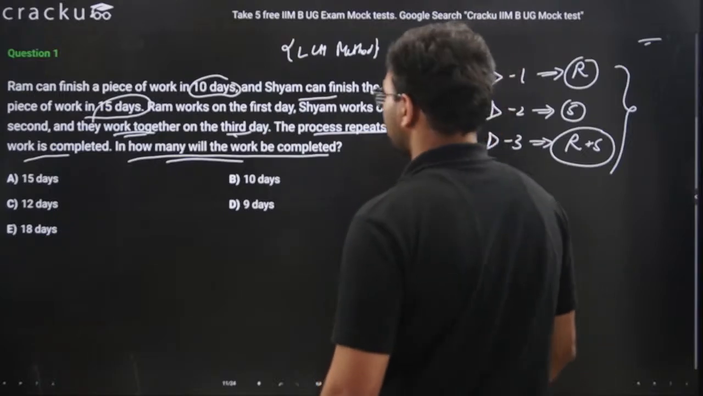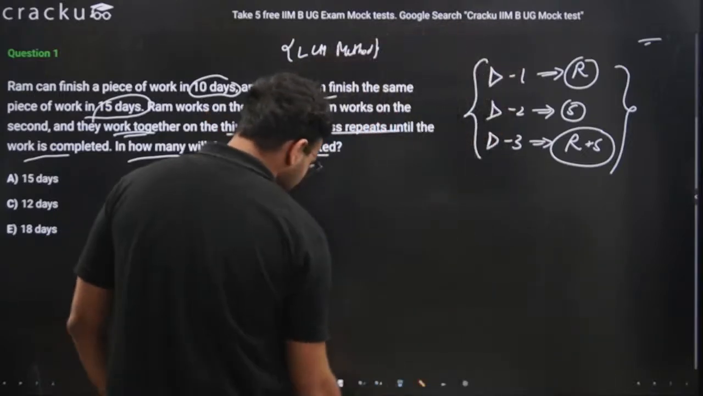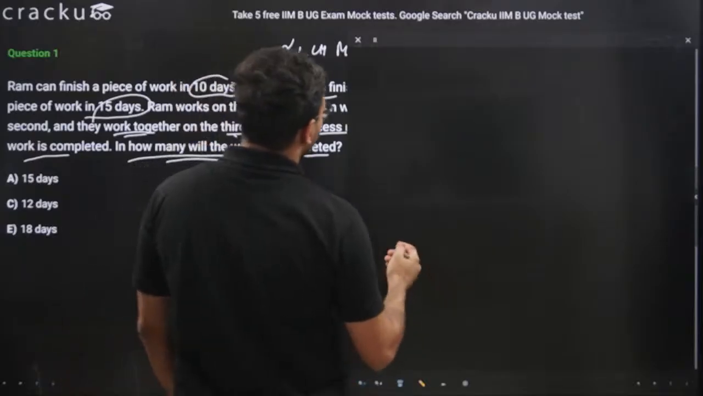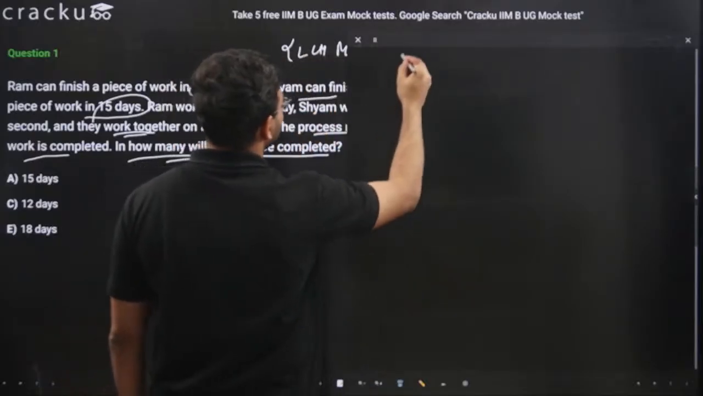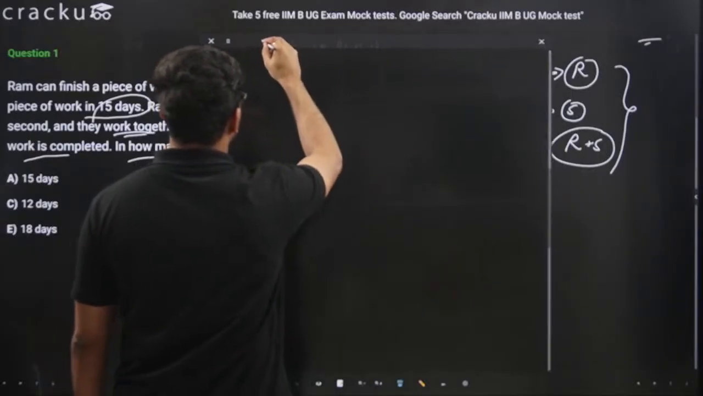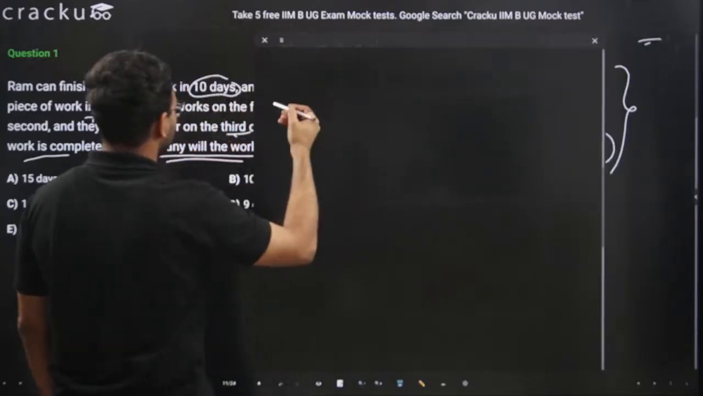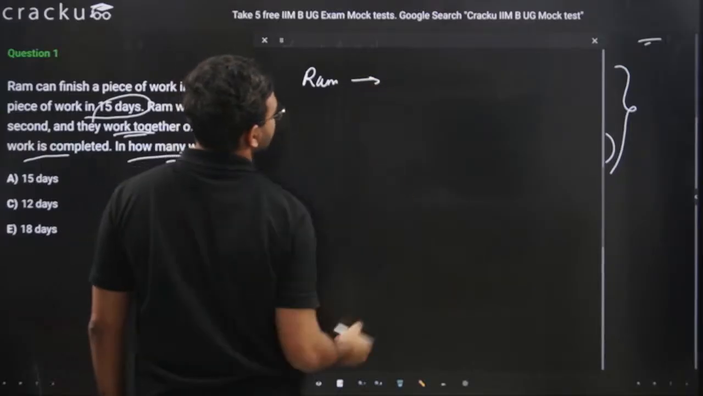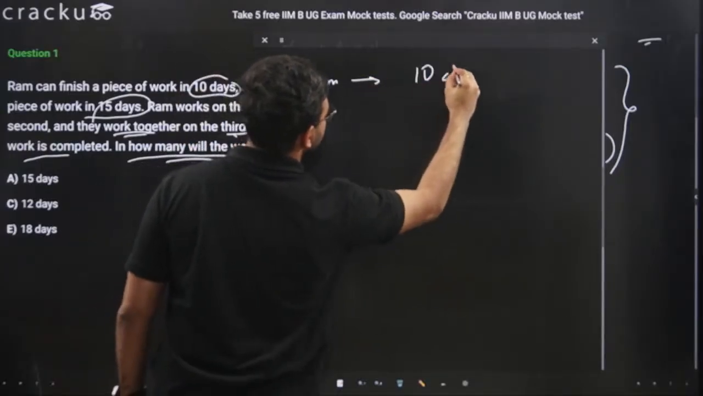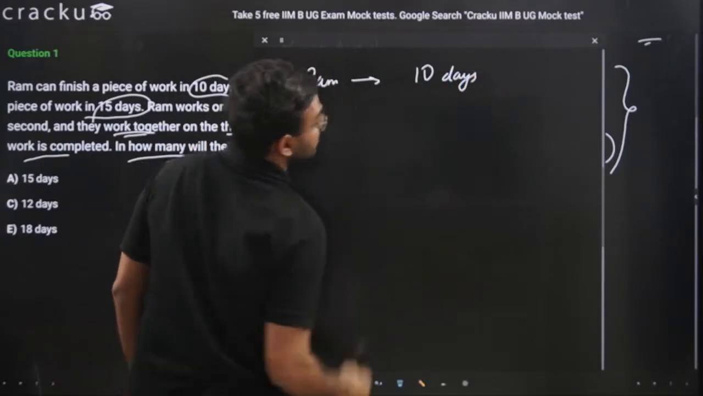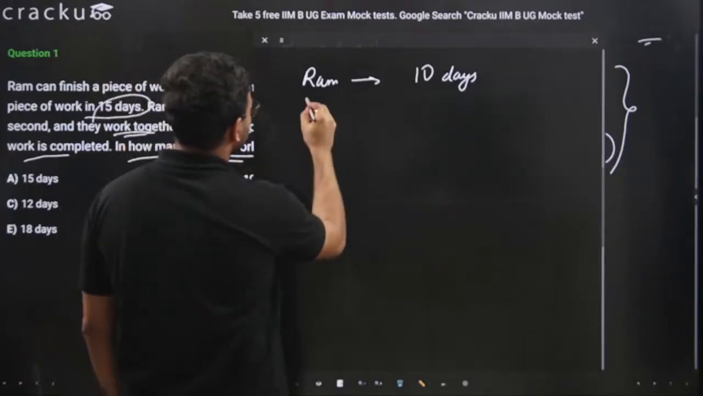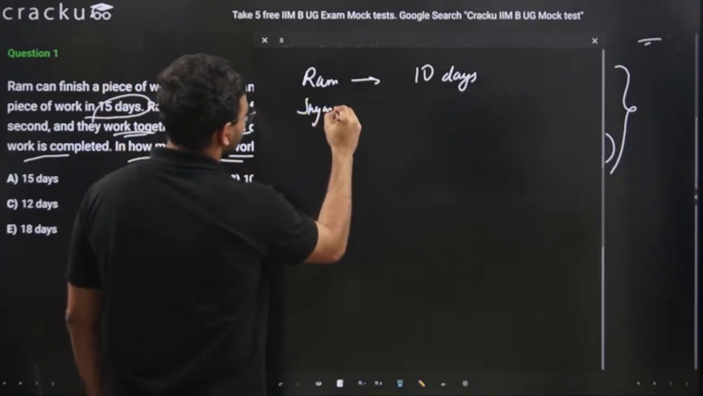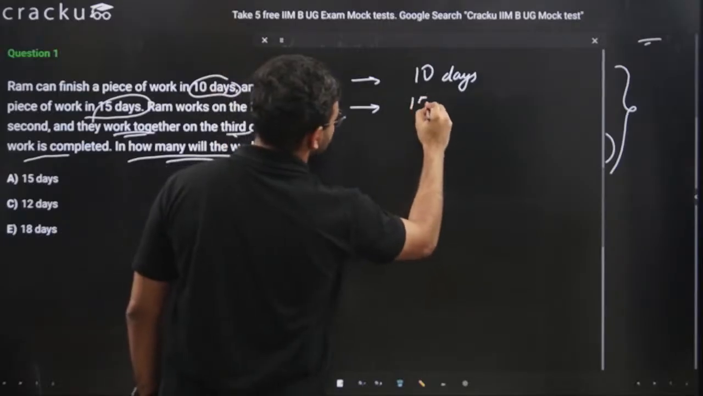So what you have to do, you're given that Ram can finish a piece of work in 10 days. So again, I'll write here. Ram can complete the piece of work in 10 days. Ram can do the work in 10 days. Shyam can do the work in 15 days.